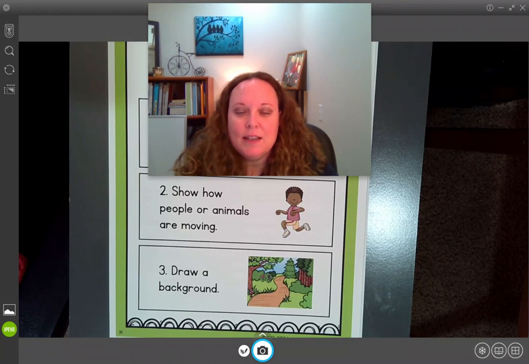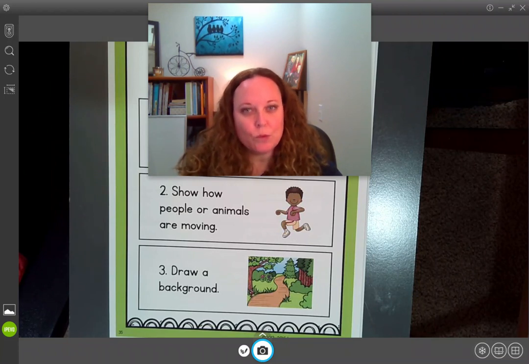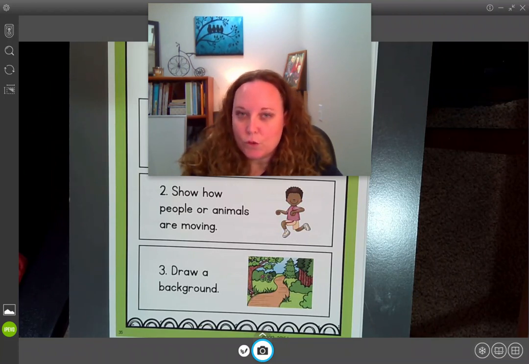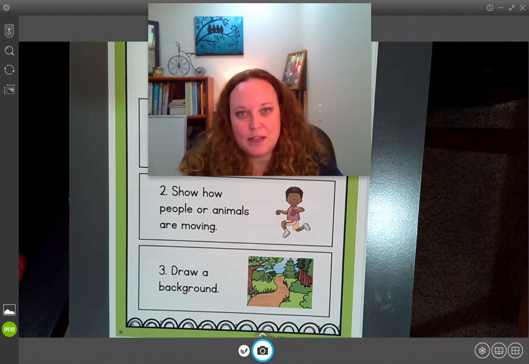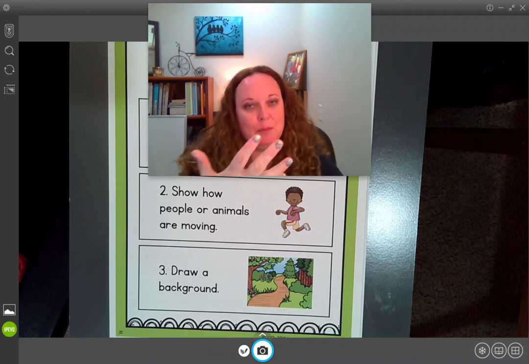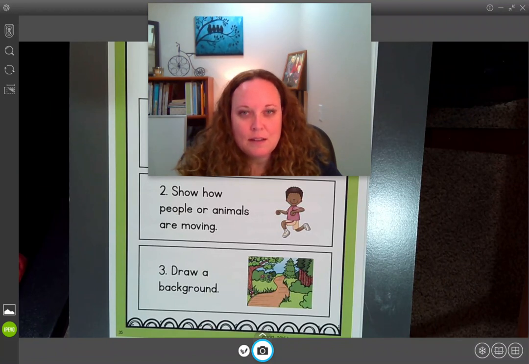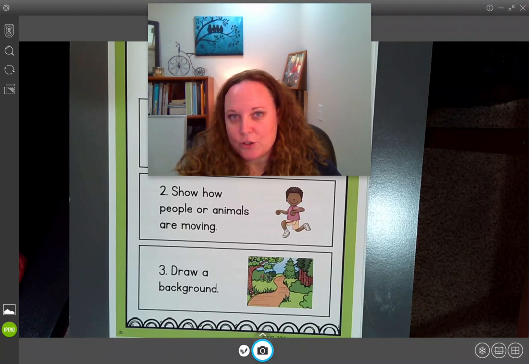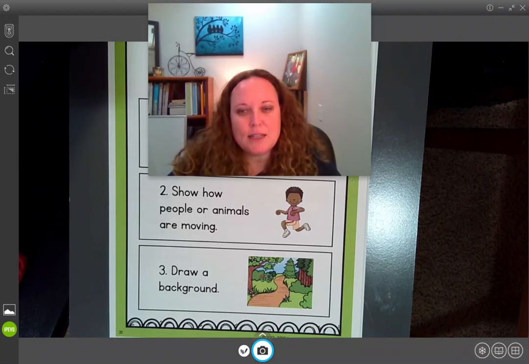Remember, a setting is when you describe where you are at. In a story, a character has to be in a setting. A character can't just be on a page and not doing anything. There's something happening in the background, and that usually tells us where the character is. Let's take a look at today's lesson and see what it is that we have to learn.